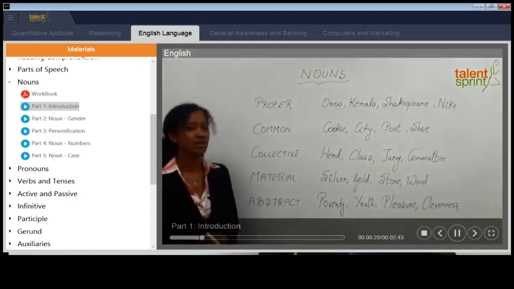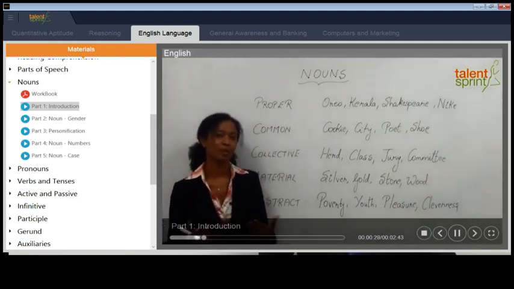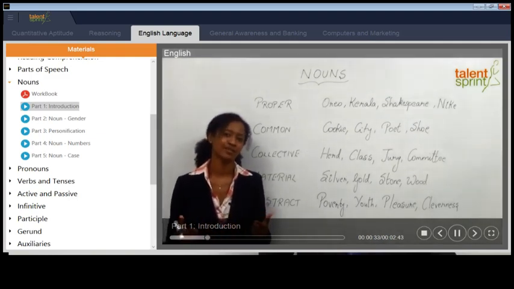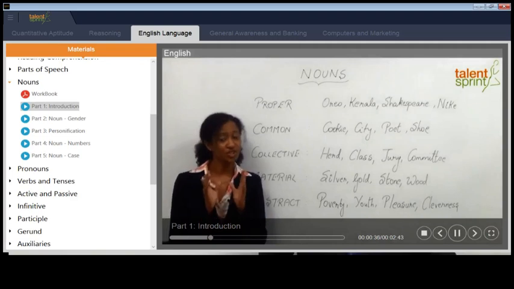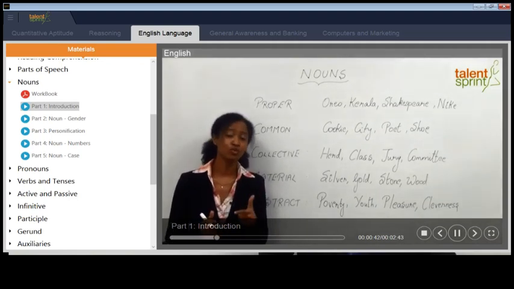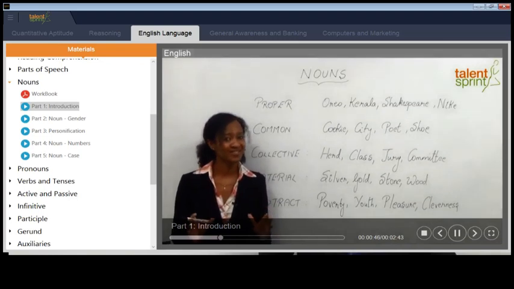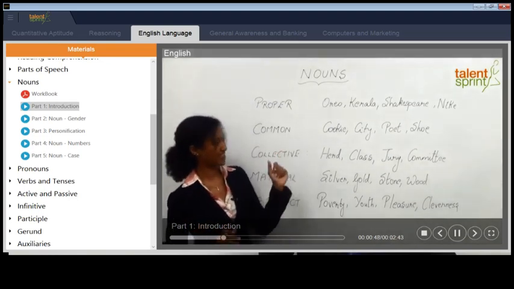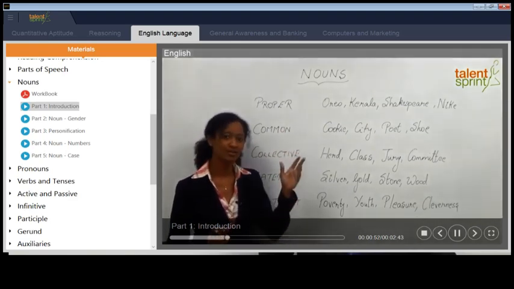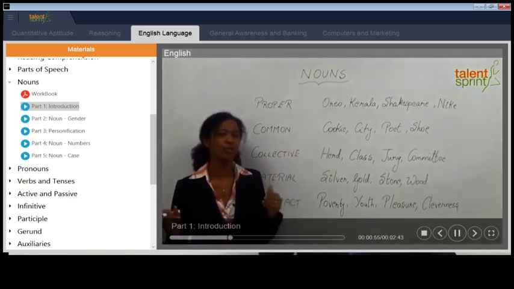The first one, a proper noun. Now what's a proper noun? A proper noun names individual persons, places, or things. What you need to remember in a proper noun is, one, it will refer to a specific item, one of a kind. Two, it will always begin with a capital letter irrespective of where you place it in a sentence. So let's look at examples. Oreo, Kerala, Shakespeare, Nike. These are all proper nouns.